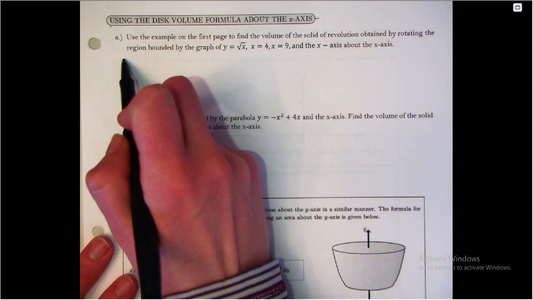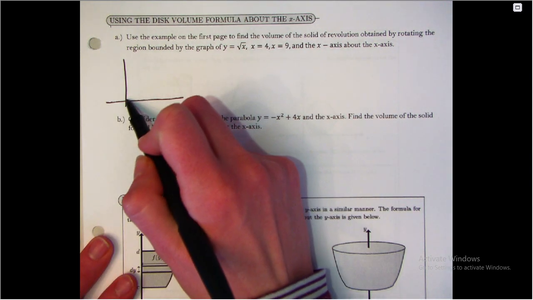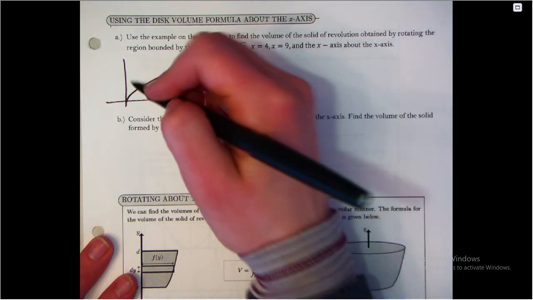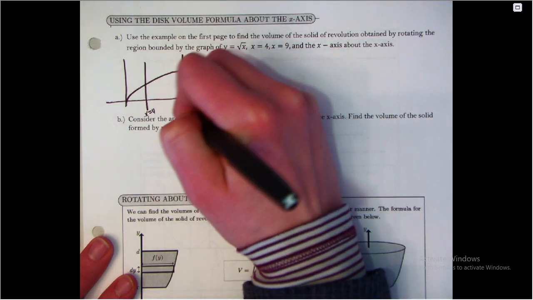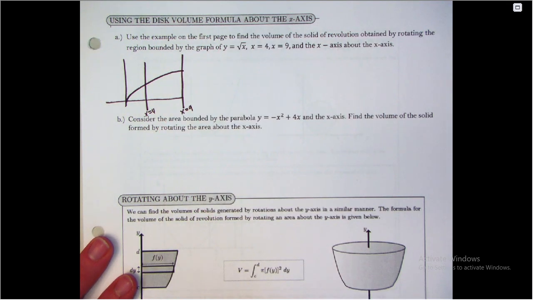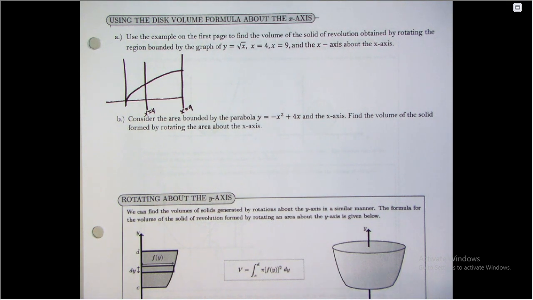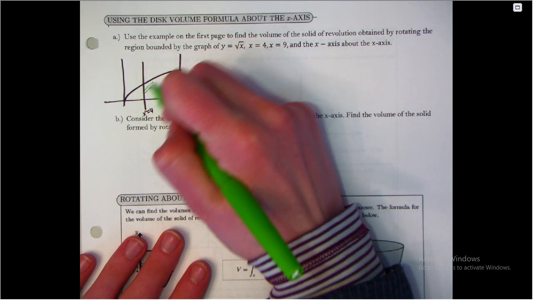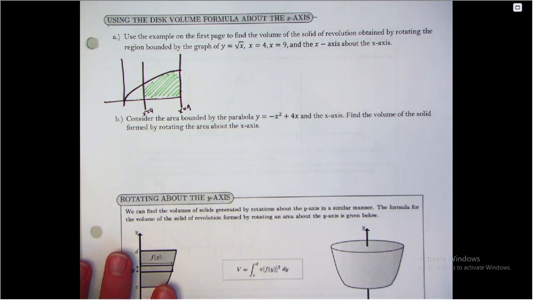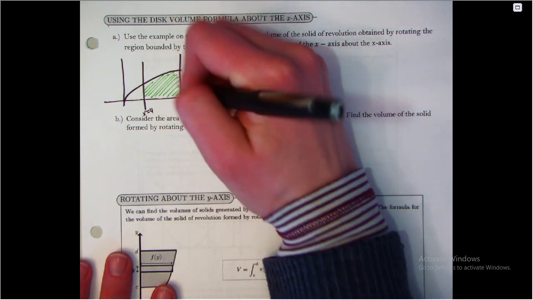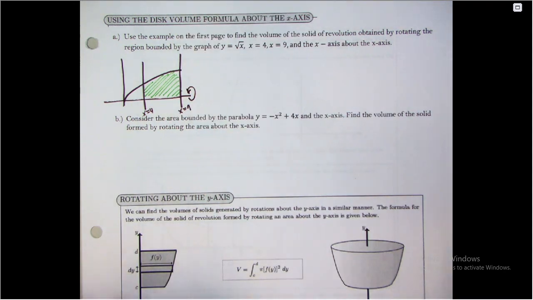A quick resketch here, right? Y equals square root of x would look like something like this. X equals 4, x equals 9. The picture was on the front page, but since we can't see it, I'll sketch it back in. And the x-axis, the region that we were talking about, would be this one shaded here in green. We are going to take that and imagine revolving it around the x-axis.